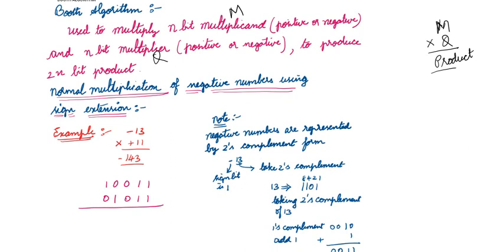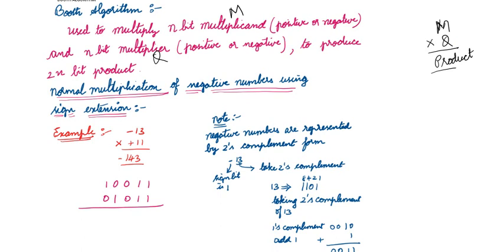In the Booth algorithm, the multiplicand, if of n bits, can be either positive or negative. Similarly, the multiplier can be of n bits, either positive or negative. The product will be of 2n bits, and we can do the multiplication faster. That's the important thing about the Booth algorithm.